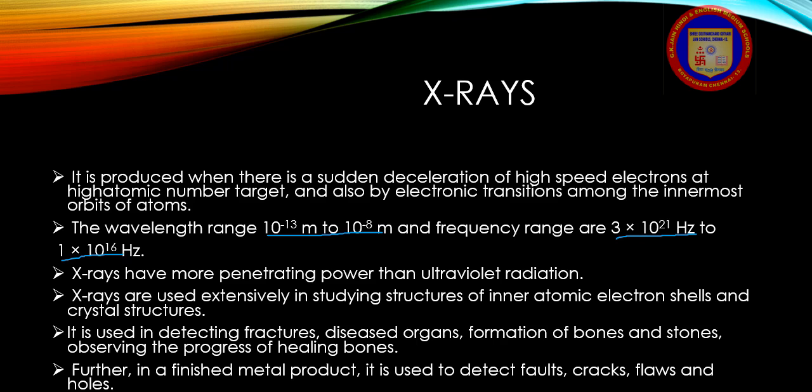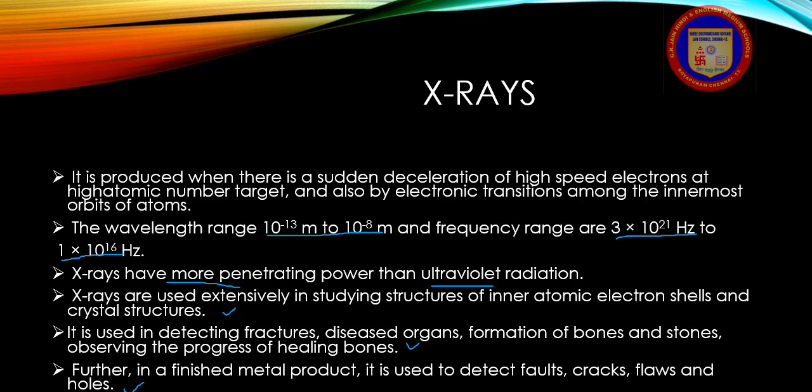X-rays have more penetrating power than ultraviolet radiation. X-rays are used extensively in studying structure of inner atomic electronic shells and crystal structure. It is used in detecting fractures, diseased organs, formation of bones and stones, observing the progress of healing bones. Further, in a finished metal product, it is used to detect faults, cracks, flaws and holes.